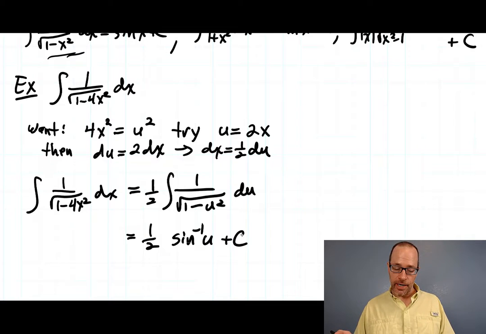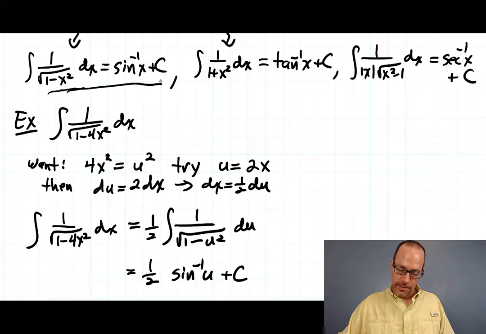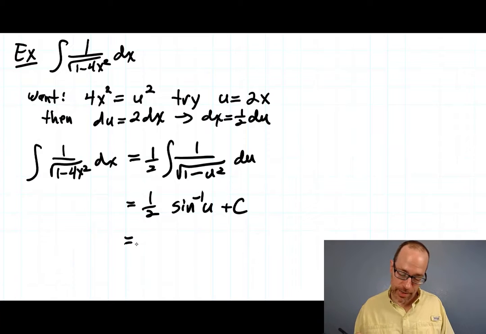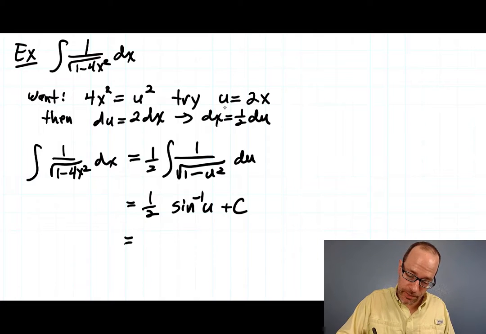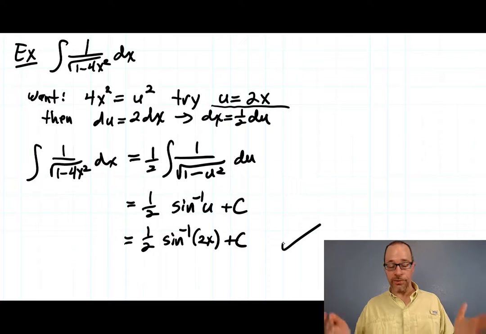So remember, that was the formula up here. So now we just need to change back into x language because we have u's there. So remember, over here u was 2x, so this is 1/2 the inverse sine of 2x plus c. And that's all there is.